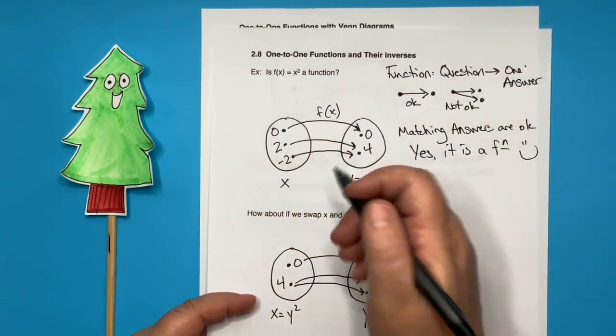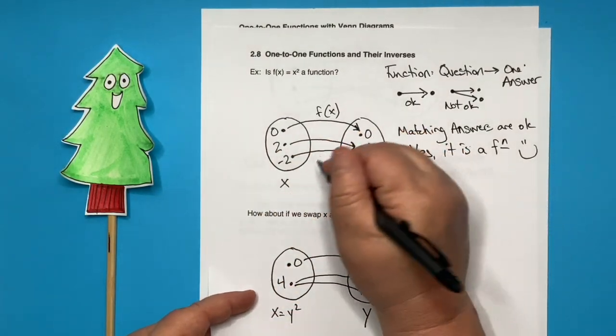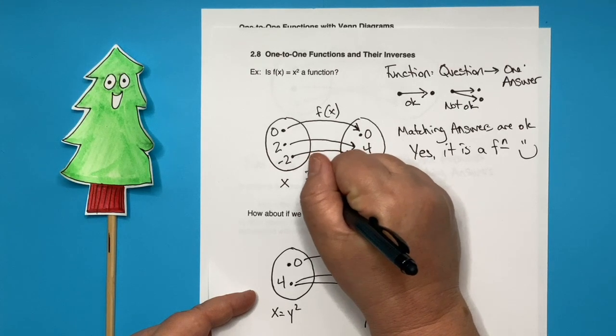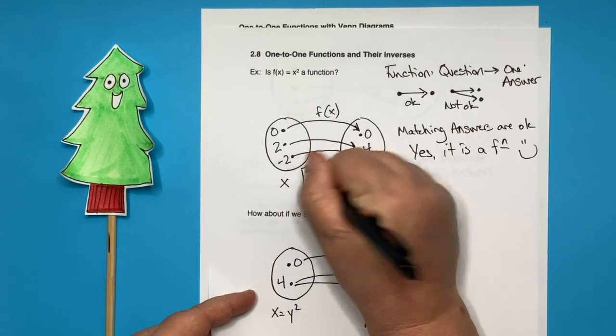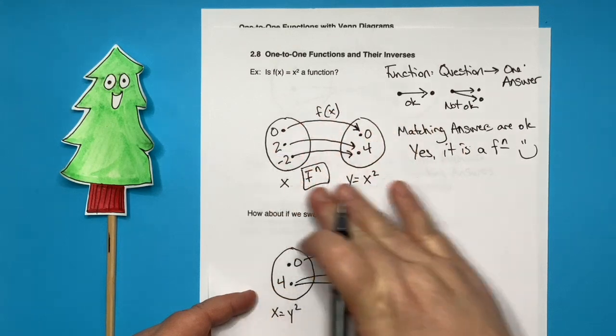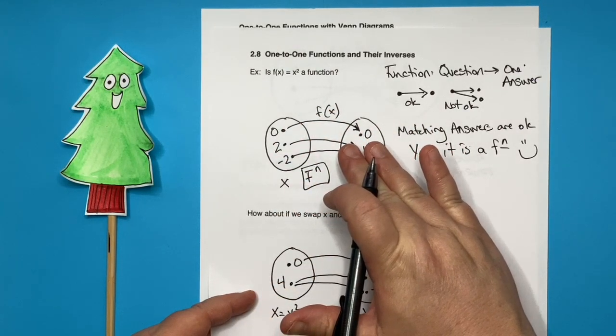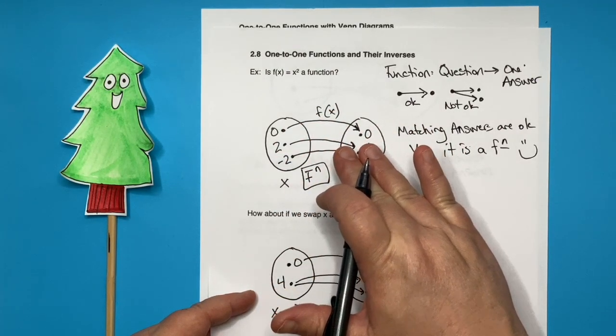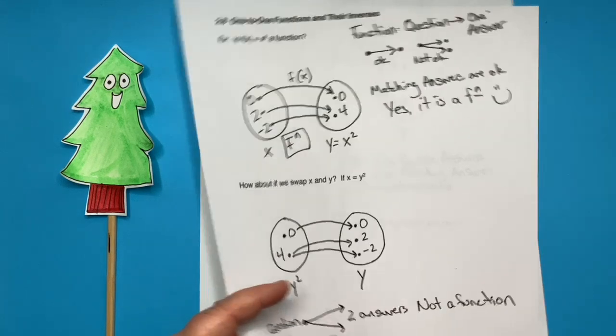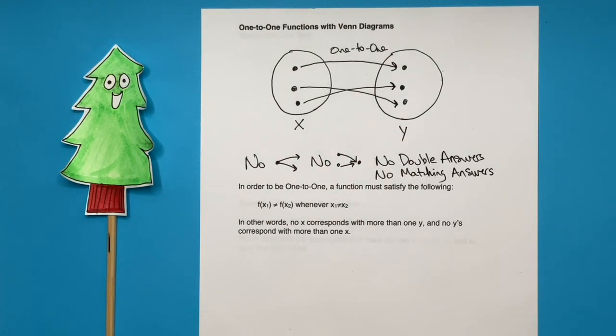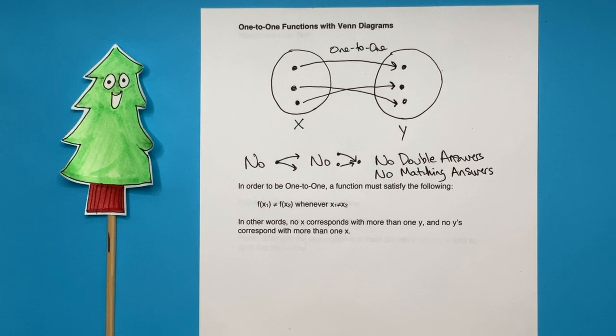Absolutely. This is a perfectly good function. Yes, absolutely. This is a function. However, it is not one-to-one. This is a one-to-one function. So what does that mean?